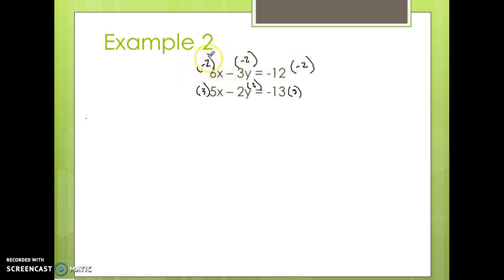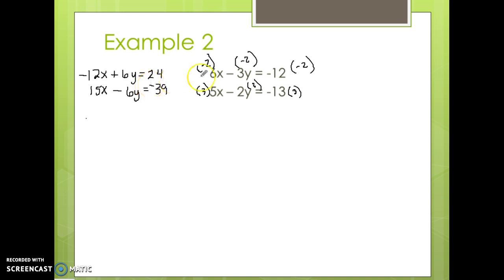So rewriting my top equation, negative 2 times 6x would be a negative 12x. Negative 2 times a negative 3 would be a positive 6y. And then negative 12 times negative 2 would be a positive 24. In my bottom equation, I'm multiplying by 3. So 3 times 5x would be a positive 15x. 3 times negative 2y would be a negative 6y. And then negative 13 times 3 would be a negative 39.